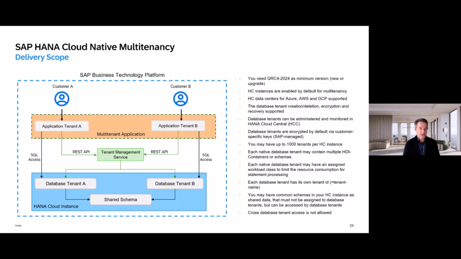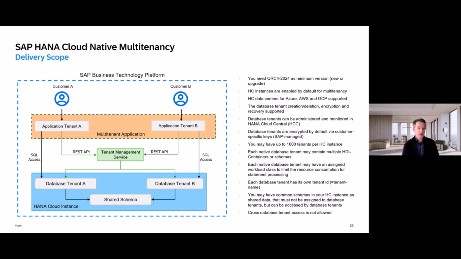What is the delivery scope with HANA Cloud Native Multi-Tenancy? Let's have a look at the picture first. I think it's easier to understand. You have a multi-tenant application running in BTP. You have your customers running on this multi-tenant application. Each customer has a subscription and an associated application tenant. And the multi-tenant application is using our APIs of the tenant management service to manage the database tenants in the underlying HANA Cloud database instance.